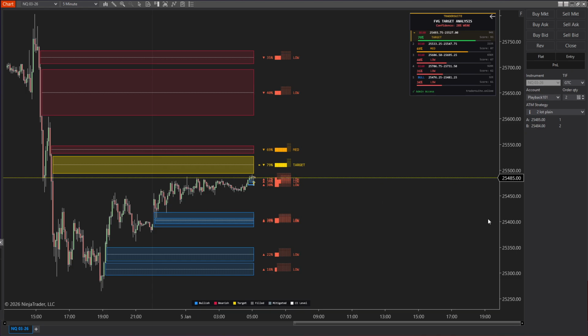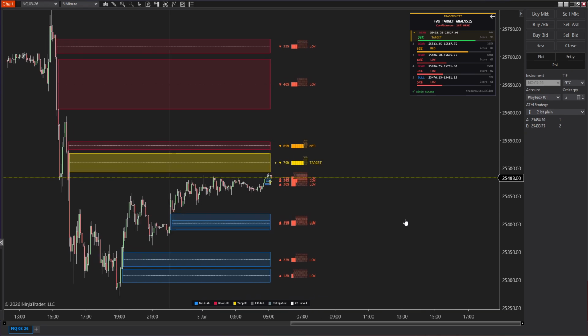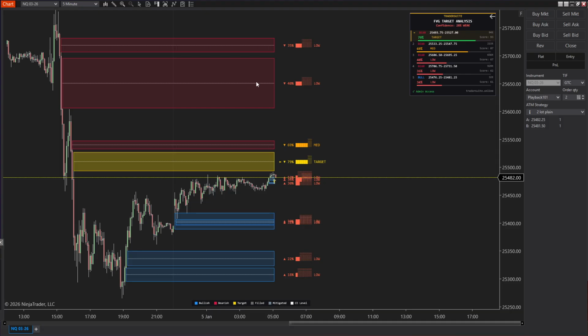Red zones, bearish FVGs, gaps created by aggressive selling. They sit above price and act as resistance. Now look at this gold zone, see how one of them is highlighted in gold?